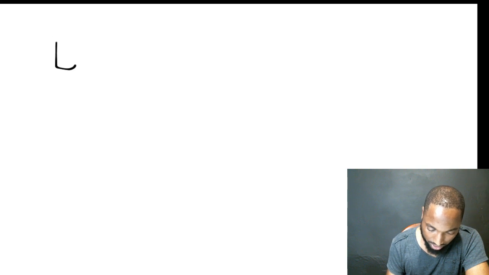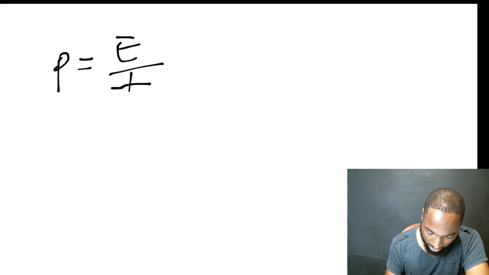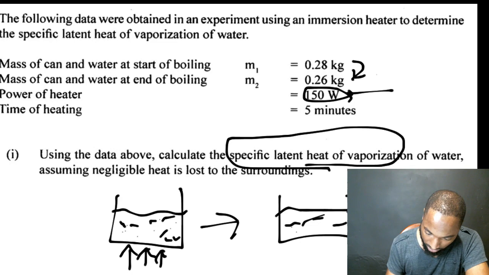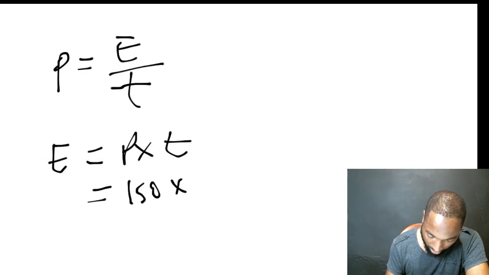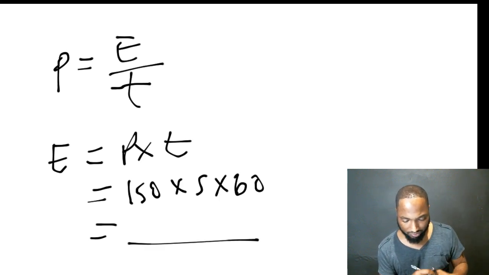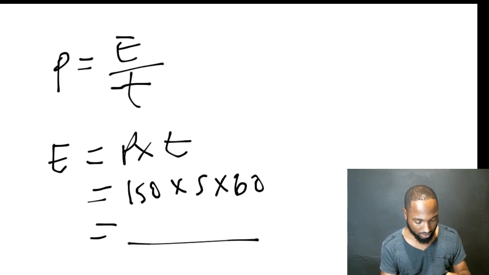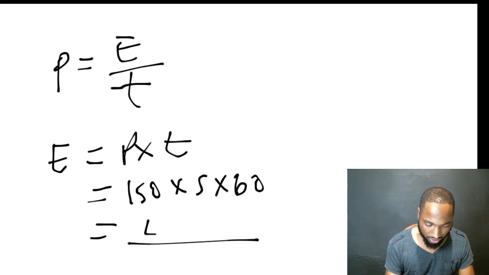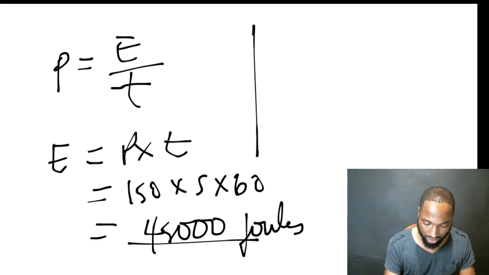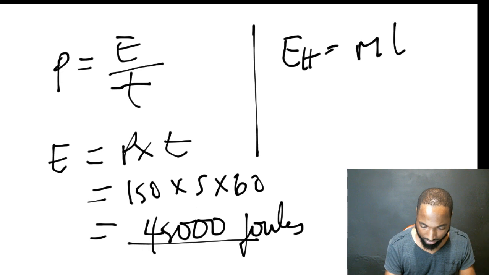Right, so I'll do the question. Power is equal to energy over time, so energy here is equal to power times time. Power was 150 watts by 5 minutes, with the heater time changed into seconds. You should get 150 by 5, 750 times 60. Should get 45,000, sorry, joules, and then it'd be like E_H equals to M L_V.